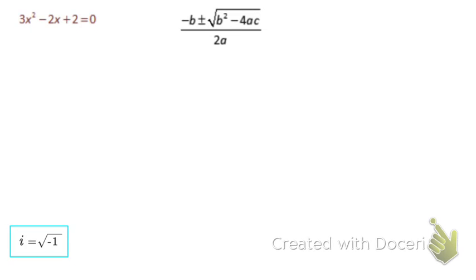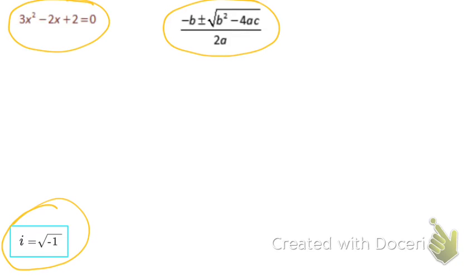Here we're going to solve this quadratic equation. We can't factor it, so we're going to need to use the quadratic formula, which I've written here. And for this one, the answer is going to have an imaginary number in it, so I wrote this here to remind us that i equals the square root of -1.